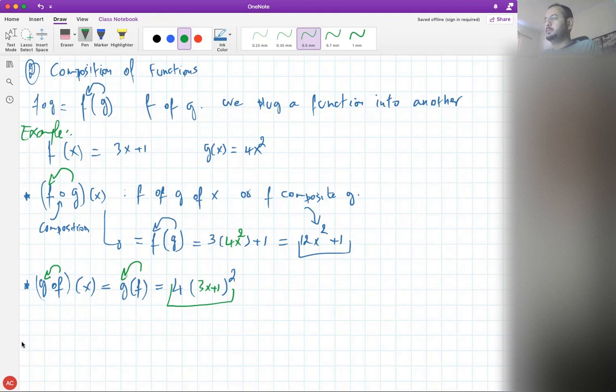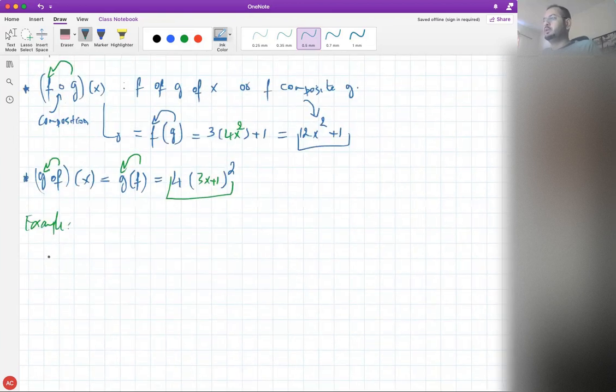Okay, let me do another one. Basically you just plug a function into the other. So let's take, for example, this time f of x is 5x to the second minus 1, and another one, g of x, maybe 3x.